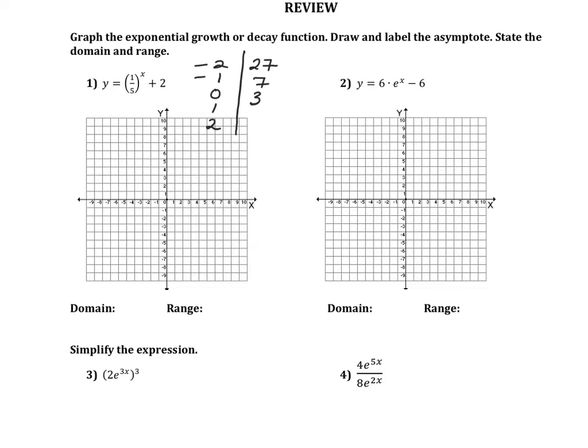1/5 to the first plus 2 is 2.2. And then we're going to plug in a 2. 1/5 to the second plus 2 is 2.04. So this is actually pretty nice because we're not going to graph this. It's going to be way too far off the graph, so we won't use it.